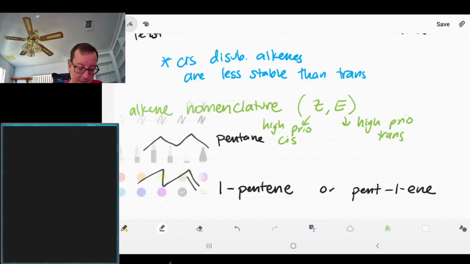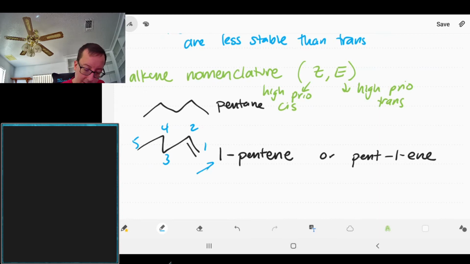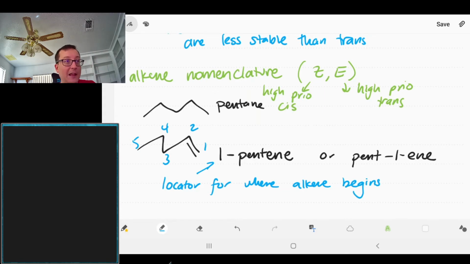All right. So in this case, you list the carbon that your alkene starts on. So this is the locator number for where the alkene begins. It's understood that it ends on the next carbon, right? Because an alkene is 2 carbons. We understand that. So we give the locator number for where it begins.